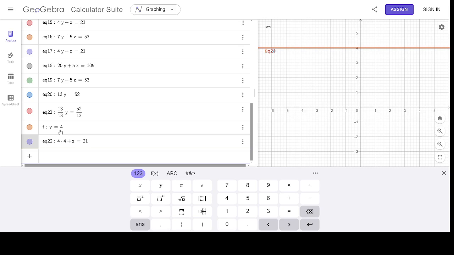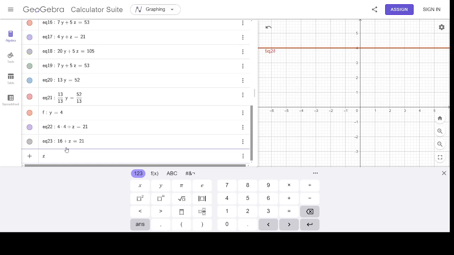Okay, so it's fine. So here is 16 plus z is equal to 21. So then this means z is equal to 21 minus 16. Z in this case is equal to 5.